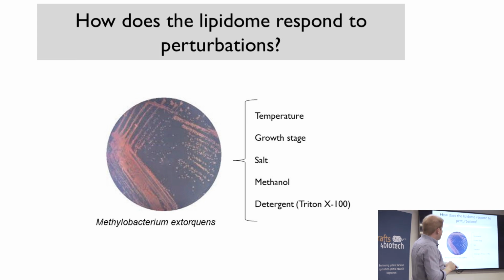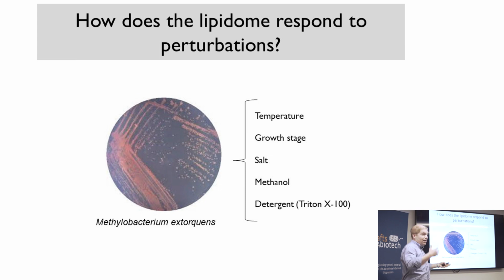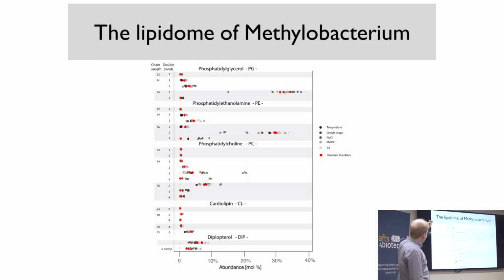And then we took the cells and we exposed them to a range of varying conditions, like temperature, growth stages, and salt concentration. Methanol is an alternate carbon source; they can grow on methanol instead of sugar. And then we exposed them to detergents, just to see what happens to the lipidome if we just throw all this stuff at them. Okay, so here's the lipidome now.